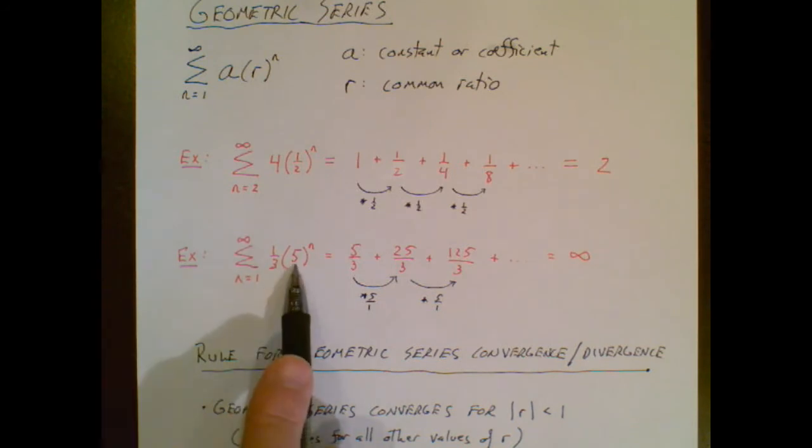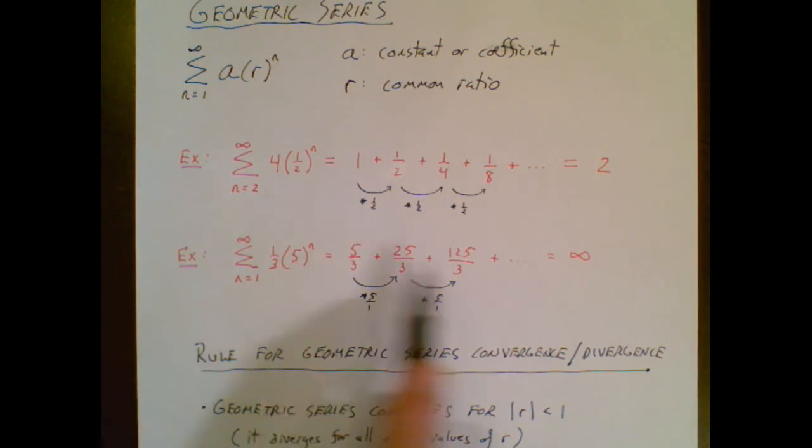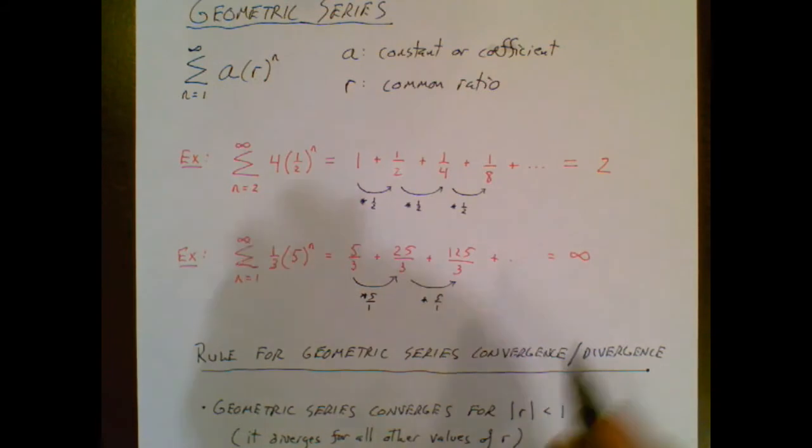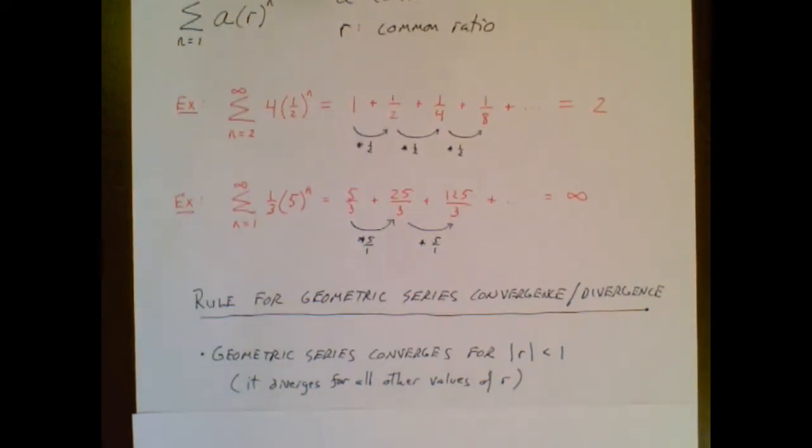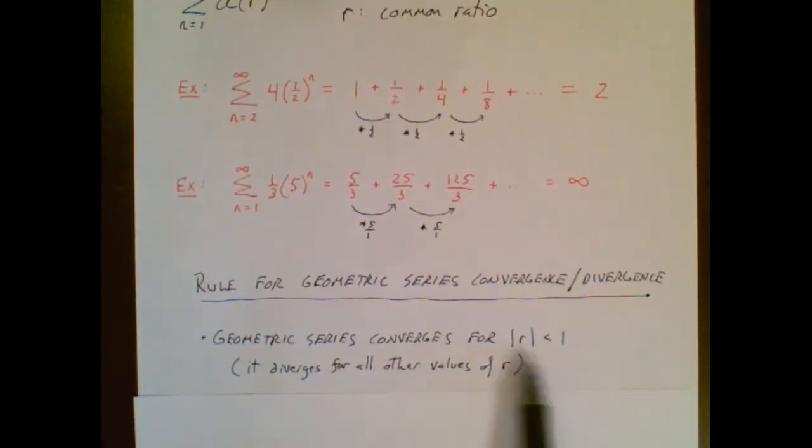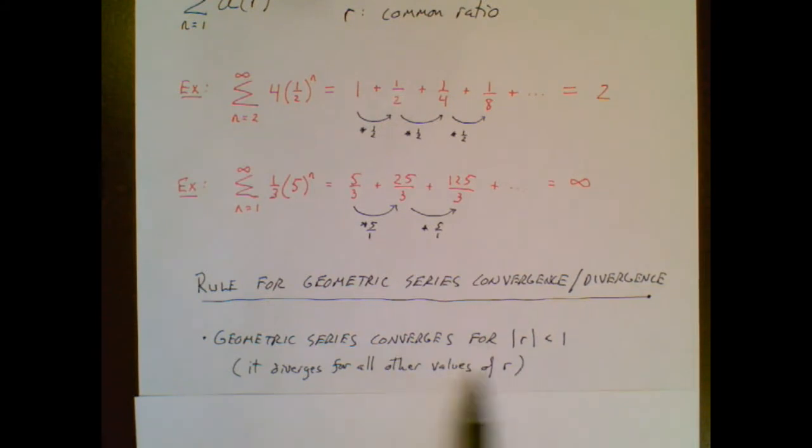Here I have an absolute value of r of 5. 5 is bigger than 1. It's certainly not less than 1. So I have a divergent series. So it's going to be as simple as memorizing that rule. And that rule has some pretty good intuition behind it.